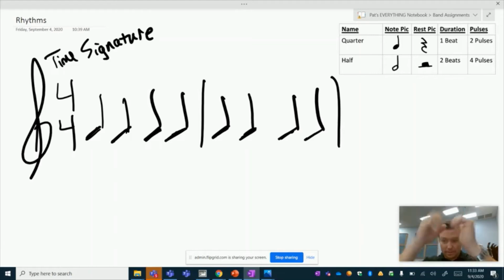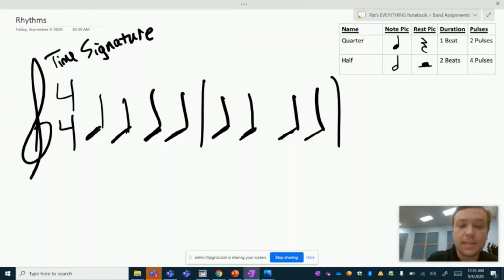I don't know if it's going to be forward or backwards in the video, but a half note is empty on the inside. It's not filled in. And you can see that a half rest kind of looks like a top hat. You can see up there that a half note has 2 beats. It lasts for 2 beats, and it lasts for 4 pulses.